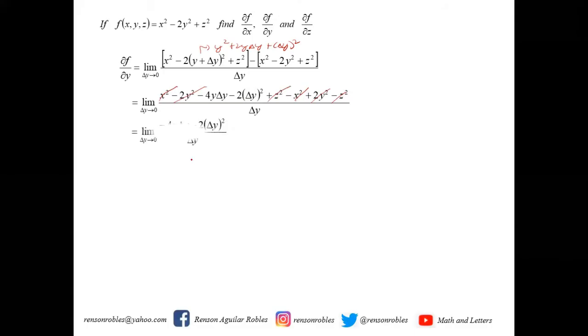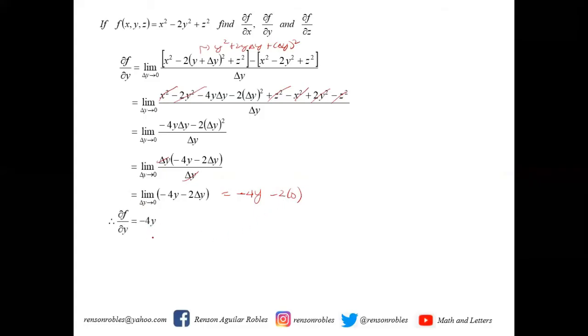And then again, to eliminate delta y here, we factor out the common monomial factor, so we shall have the limit of delta y times the quantity negative 4y minus 2 delta y, all over delta y. So you cancel this out, and what is left is the limit of negative 4y minus 2 delta y as delta y approaches 0. And then you can now replace delta y by 0. So we shall have negative 4y minus 2 times 0. And finally, we shall have the partial derivative of f with respect to y, which is equal to negative 4y.